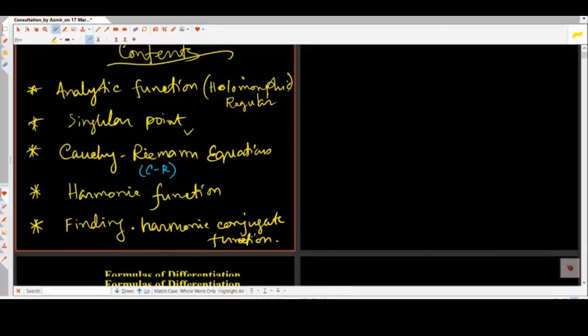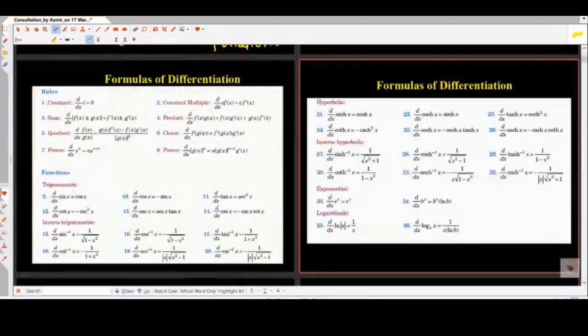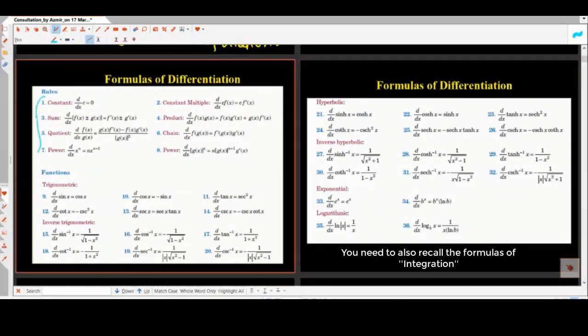So besides this, you have to recall all the formulas of differentiation that you have learned from your previous courses. For now, we need to just know these 8 rules. That is, differentiation of a constant is 0. Differentiation of a sum can be found this way. Differentiation of a product, differentiation of a quotient. We also know that d/dx of x to the power n is n x to the power n minus 1. So these formulas need to be recalled.